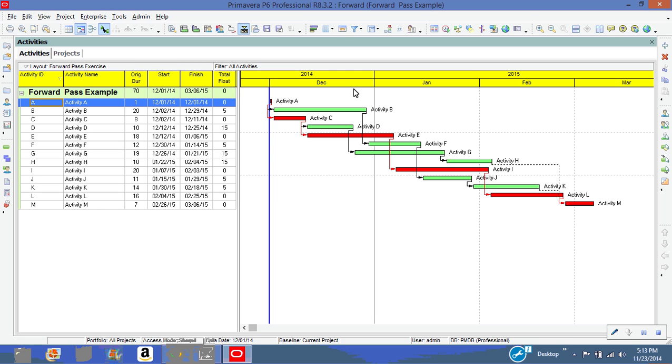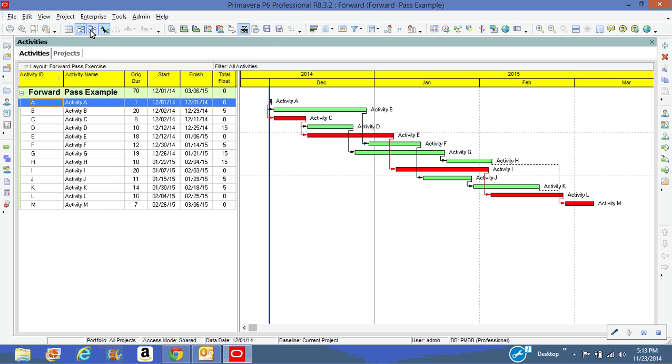It's time scaled. We can usually tell critical activities because they're a different color. In this case, they're red versus green. And we see the float values that have already been calculated. But you might find it interesting to look at this network in a different fashion.